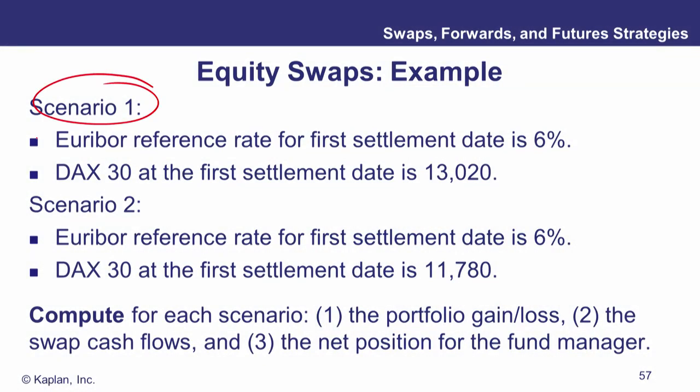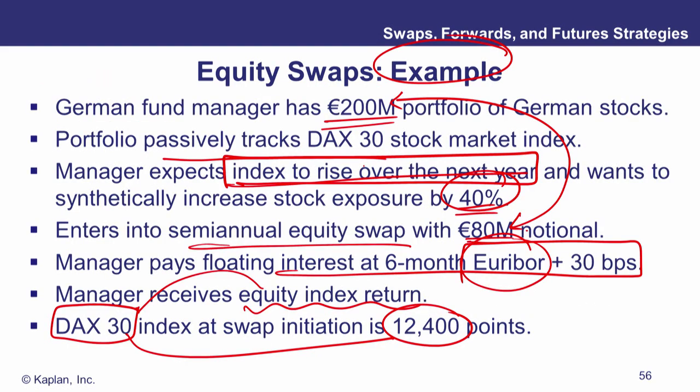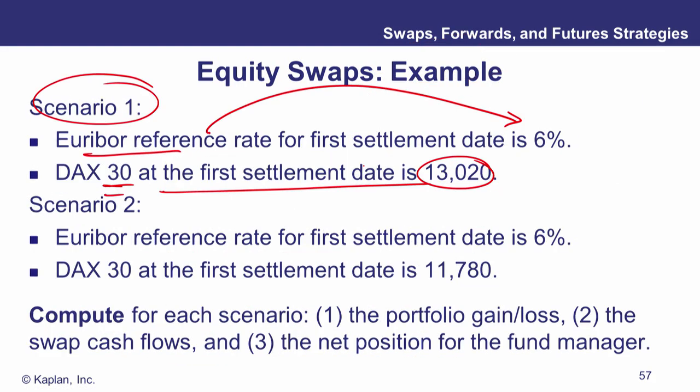But a few more details here about what could potentially happen. Scenario 1 here: the Euribor reference rate is 6% for the first settlement date, and the DAX 30 at the first settlement date is 13,020. So you might remember that the DAX was at 12,400 before, and that's higher, which is good news if you're receiving the equity leg.